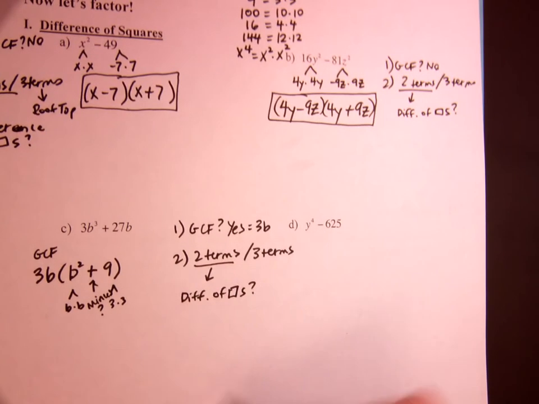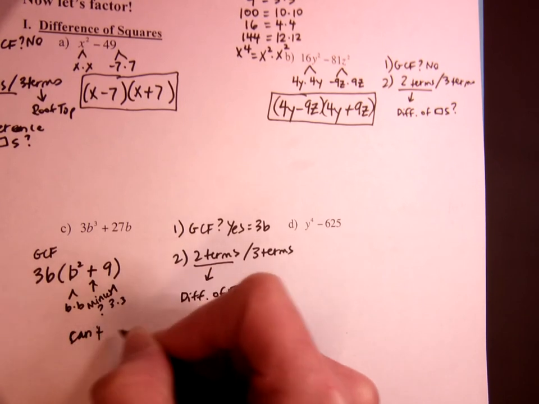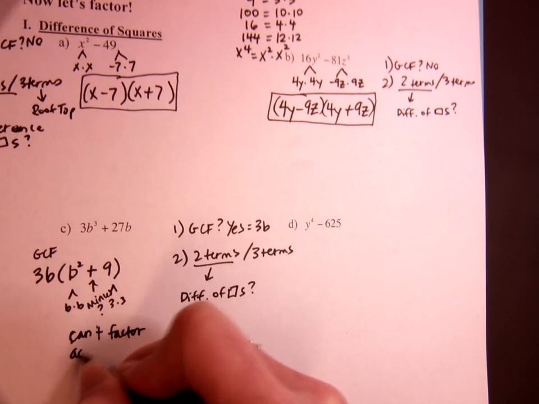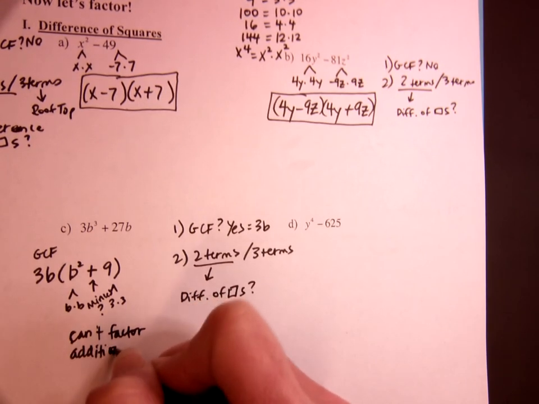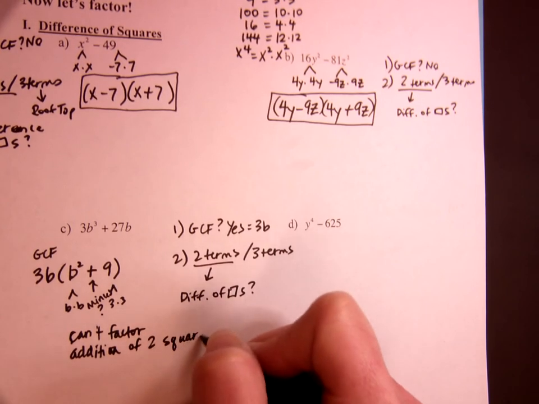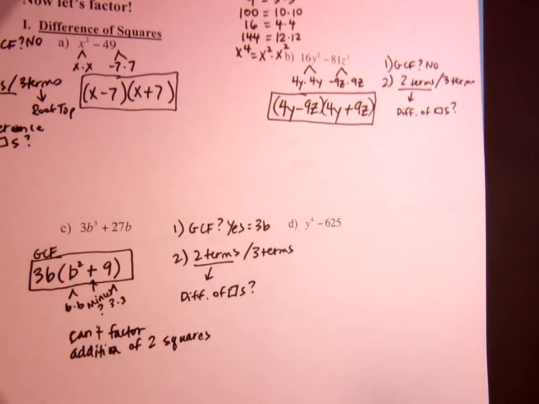Okay, so because you can't factor in addition, let's write that down. You can't factor in addition of 2 squares. It's not prime. Why is it not prime? Because you have a greatest common factor.